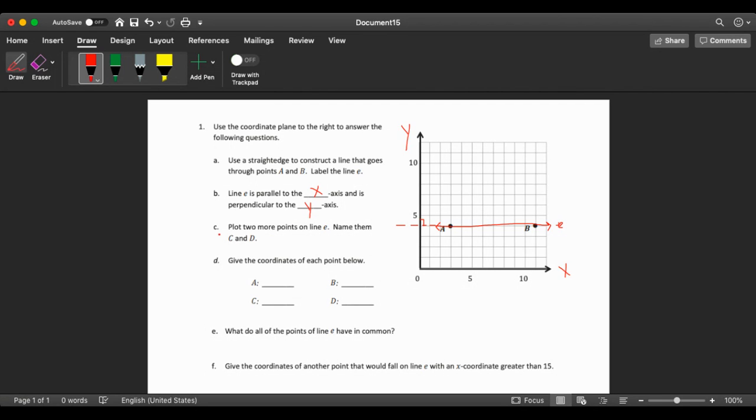All right, they want us to plot two more points on line E. Name them C and D. All right, it can be any 2 points. So I'm just going to call this one right here, it's going to be called C. And then I'll do this one. Oh, my dots are not very nice. This one will be called D. All right, easy enough. Now they want us to give the coordinates of each point below. All right, remember, with a coordinate, it's a pair. So you have the x first, comma, then the y. Always when you have a coordinate pair, it's going to be x, comma, y.